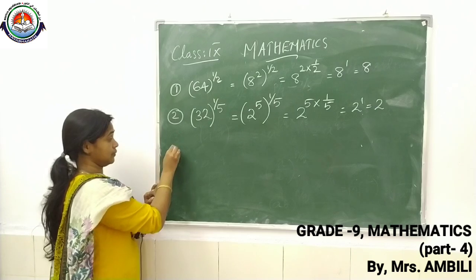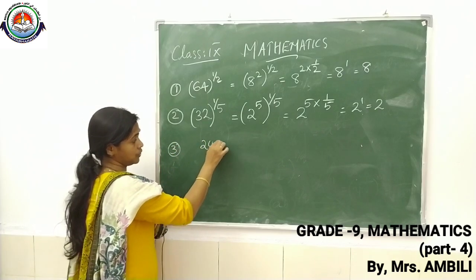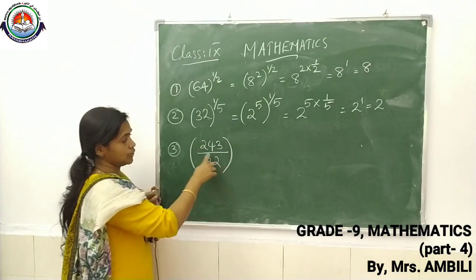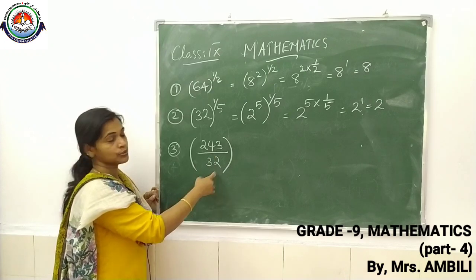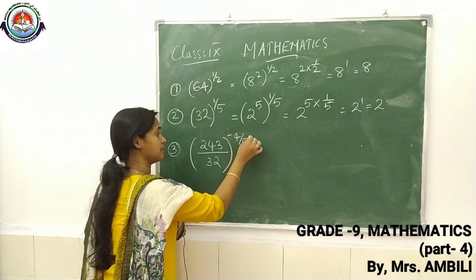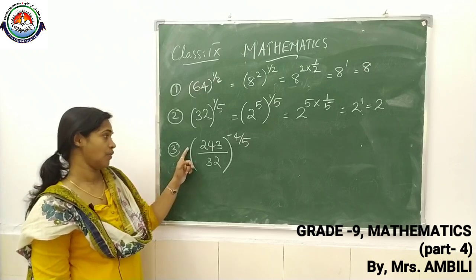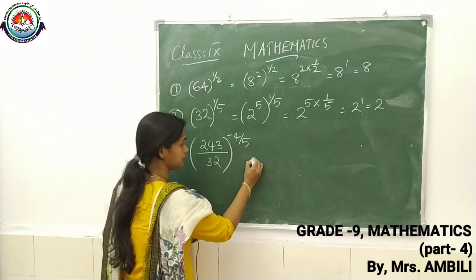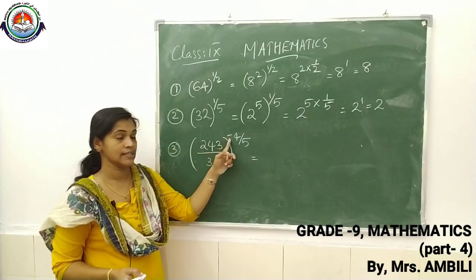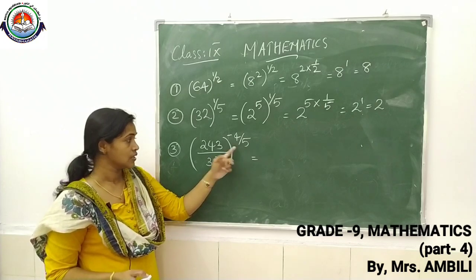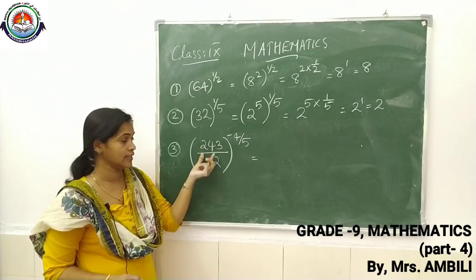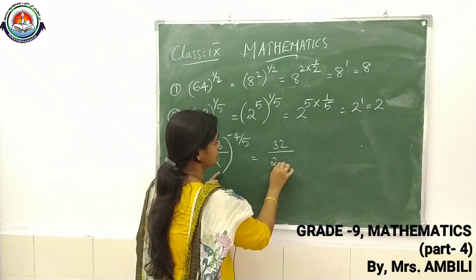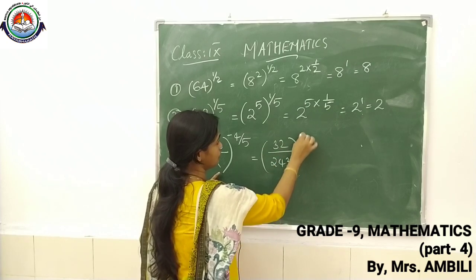Again, an example is needed. Write one more question: 243 by 32, all raised to minus 4 by 5. How will we do it? Here you look, one negative sign is there, minus 4 by 5. So we can change this one, 243 by 32, so that we can write 32 by 243, all raised to 4 by 5.